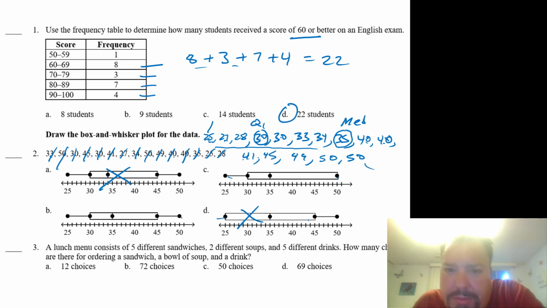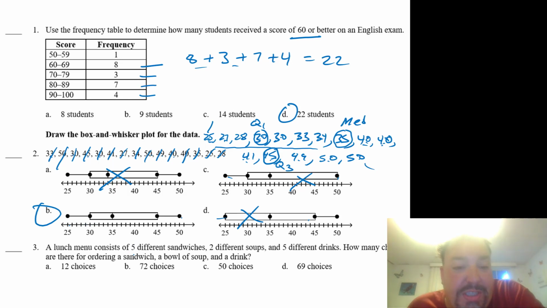And if we look at the numbers to the right, let's find Q3. 1, 2, 3, 4, 5, 6, 7. So 1, 2, 3, 4. This is going to be our Q3 at 45. This one does not have a Q3 at 45. So it looks like B has to be our best answer for that one.